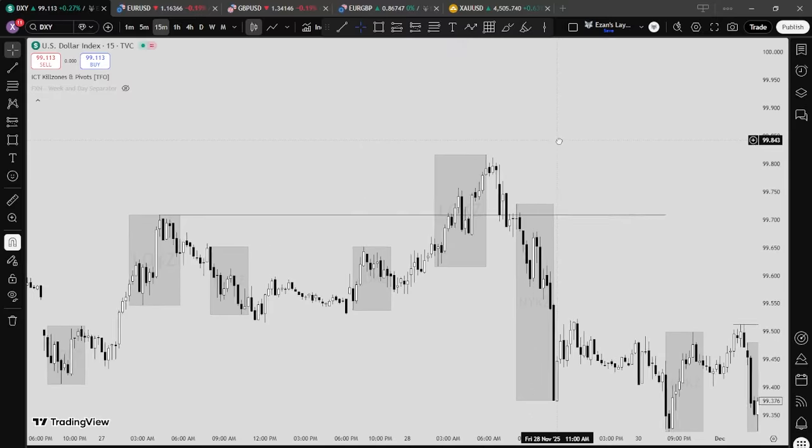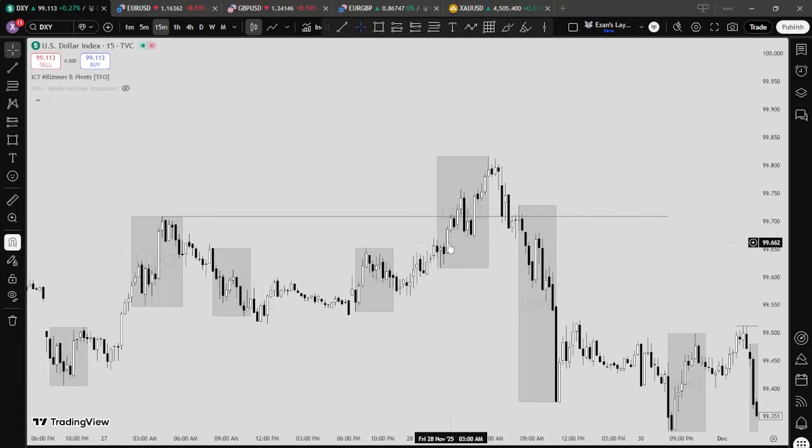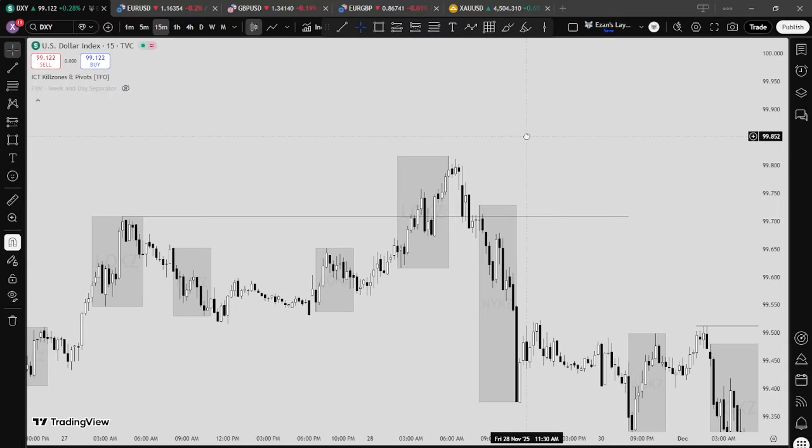Now you can see the price creates the high of the day. This is the high of the day profile, this is the high of the day market profile, and this high of the day is being created during the London session. I will be making another video on these market profiles, so stay tuned for that as well. So what you see here is price creates the high of the day during the London session, right?